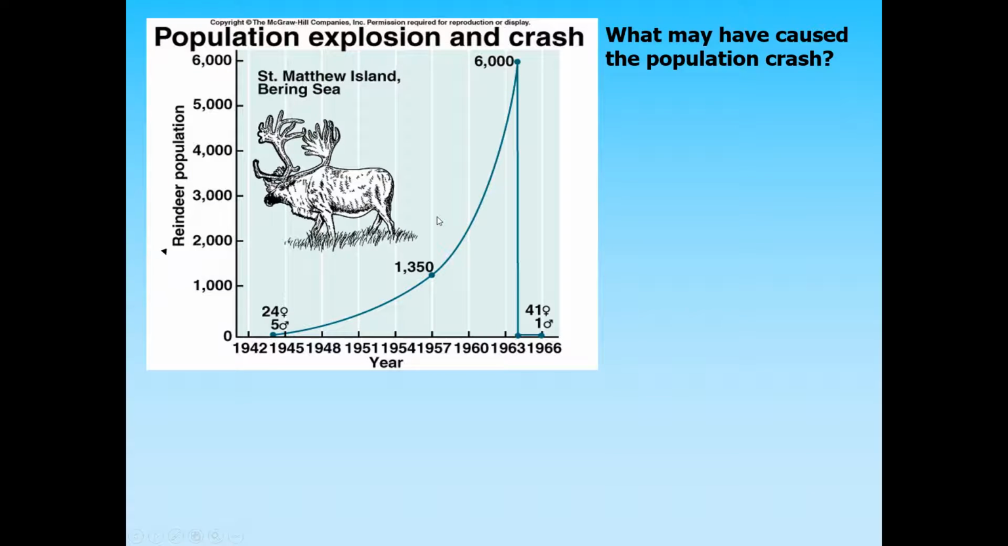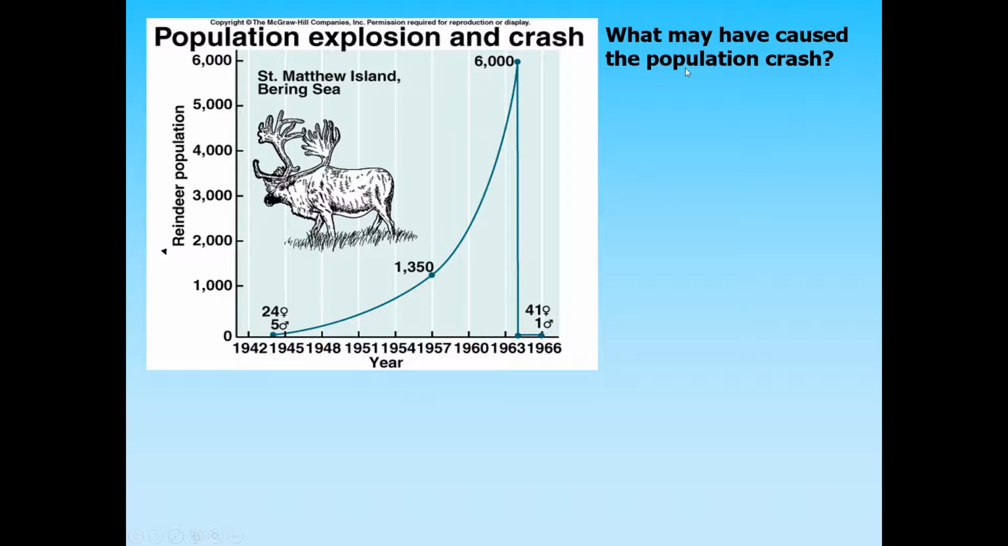Next, what may have caused the population crash? When we're looking at this, it's a good idea to read the title, Population Explosion and Crash, where it's happening, St. Matthew Island, Bering Sea. And what are we talking about? What kind of animal is this? It is a reindeer. Okay, and it's over years from 1942 to 1966. We see the number started out at 29, it increases to 6,000, and then suddenly decreased to 42 individuals.